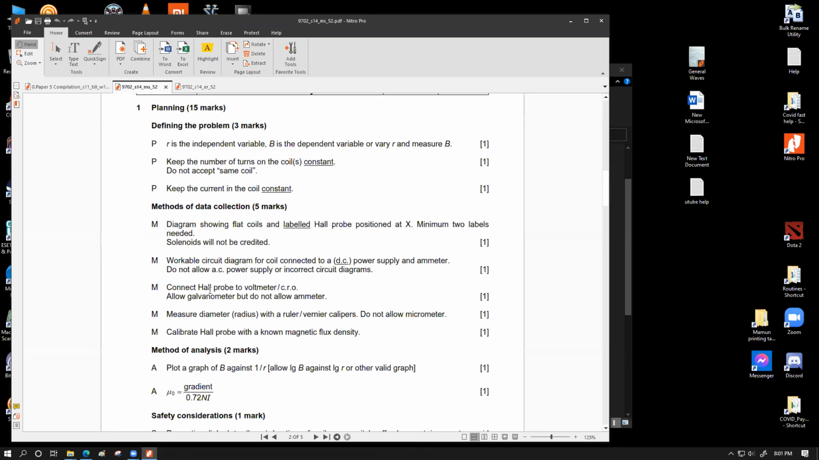But why should that be included in the method of data collection? Shouldn't that be more of a safety precaution, or maybe more of an additional detail? Like if you're trying to measure the diameter of a certain object using a micrometer screw gauge, being careful of the zero error or backlash error. Does this belong in the method of data collection? In my understanding, no, but they have mentioned it over here. So if you don't do this, you can't really find the magnetic flux density.